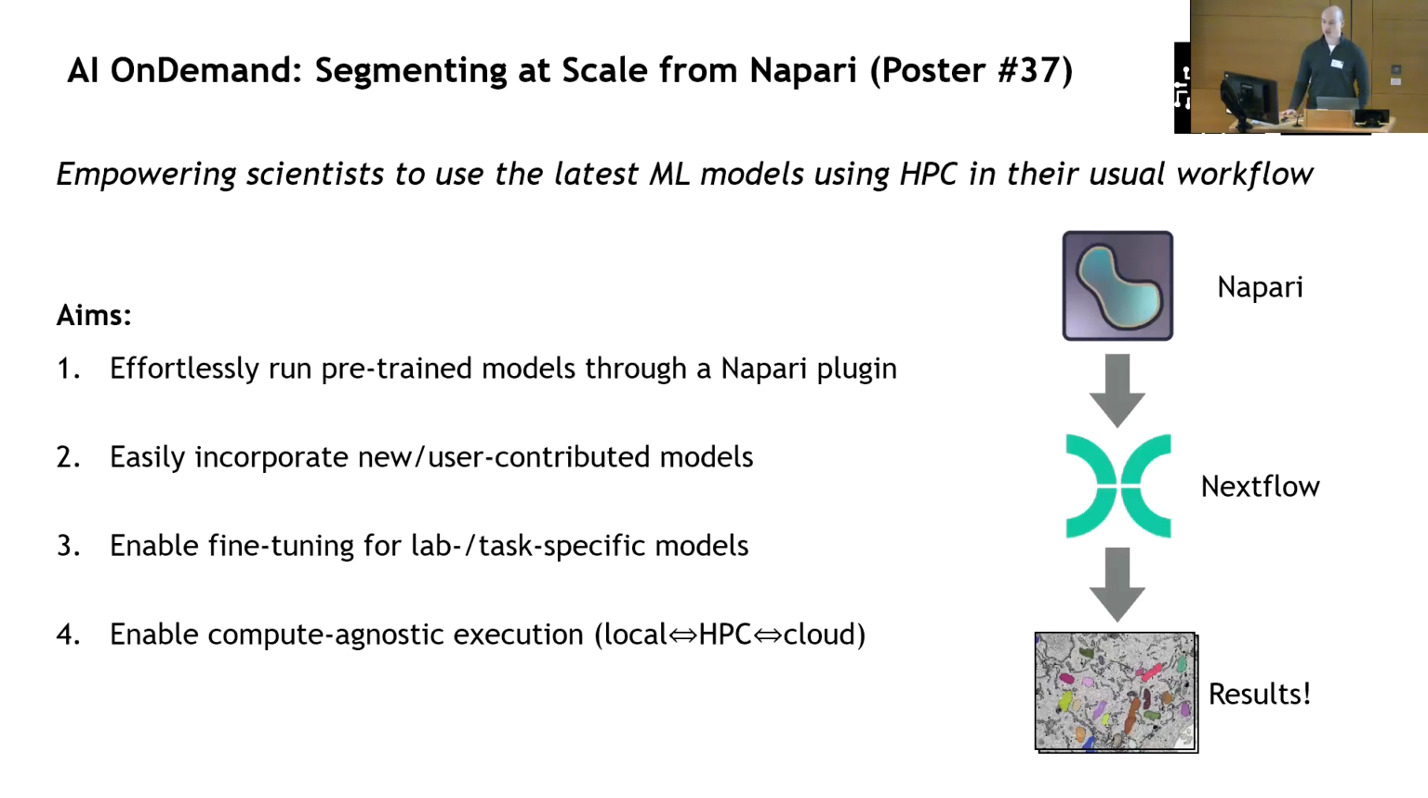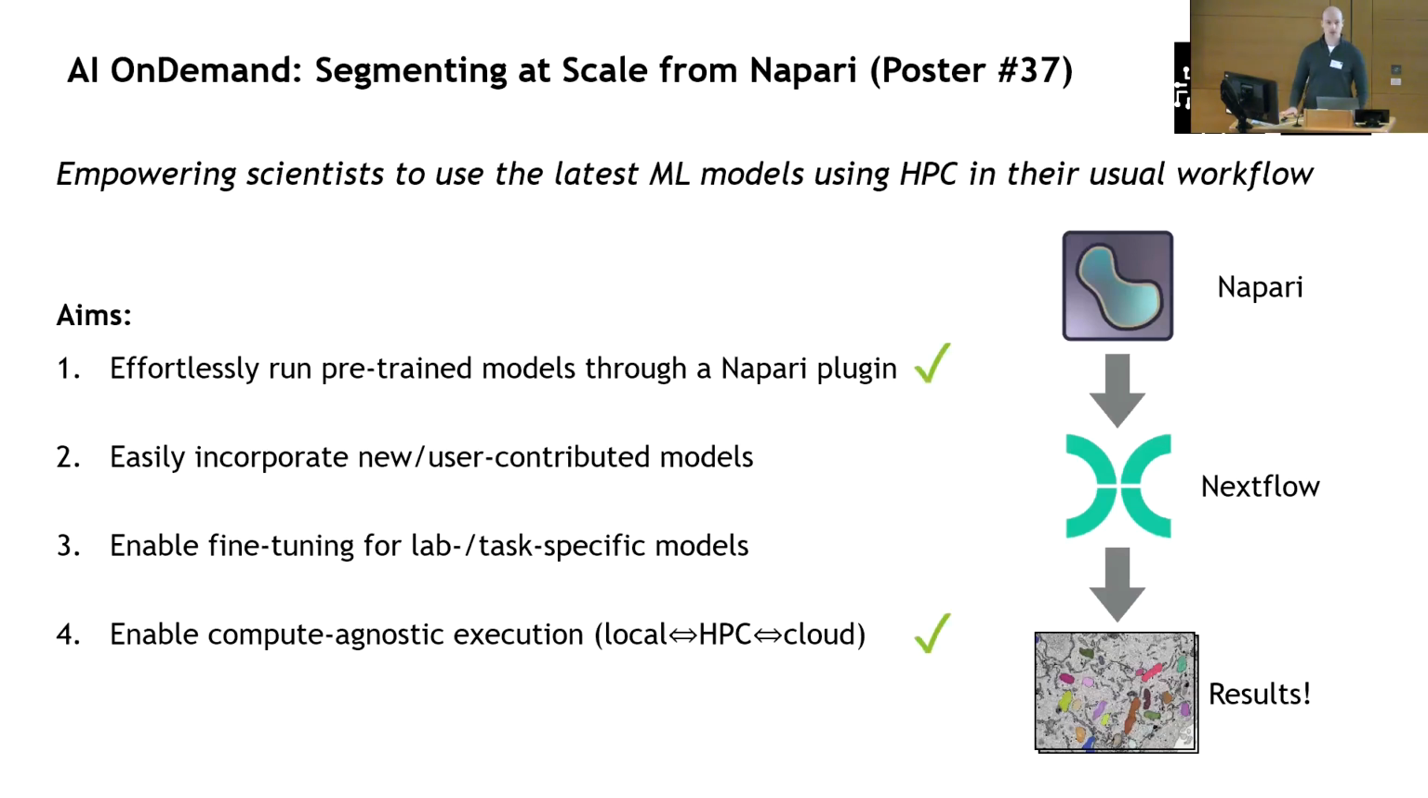So the main aims of the projects are to effortlessly run pre-trained segmentation models through an Apari plugin, to easily incorporate new or user-contributed models so that the community can contribute to this and your models can be available to other people if you want. Also to enable fine-tuning for task-specific models, because a lot of the models will not work on your data out of the box, and to enable compute-agnostic execution, which we get for free thanks to Nextflow.